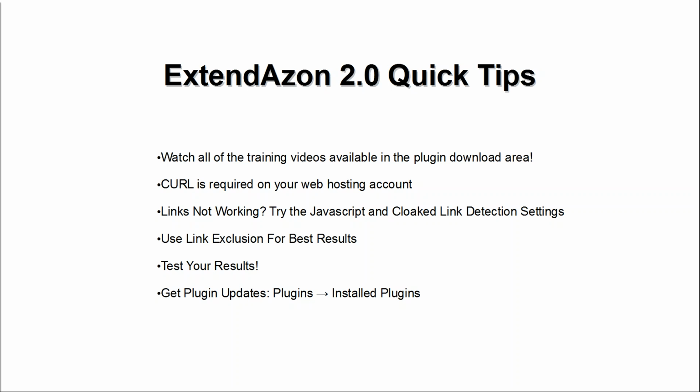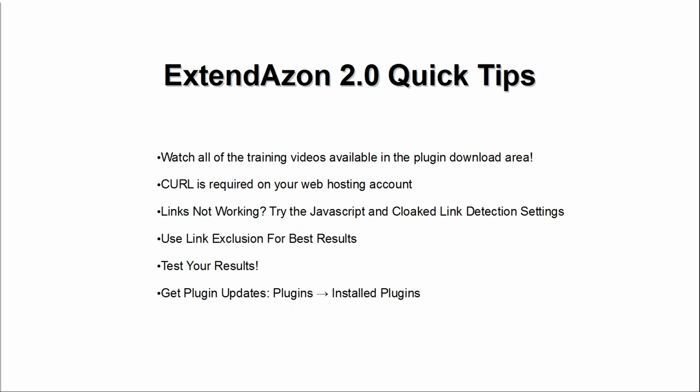Beyond that, if your links are simply not converting into ExtendAzon shopping cart links correctly, there are a couple of settings worth checking out in the plugin: the JavaScript and the cloak link detection settings. Try enabling these two settings and see if it is able to pick up your ExtendAzon links. However, if you don't need these settings to detect your links, then I would recommend having them disabled.